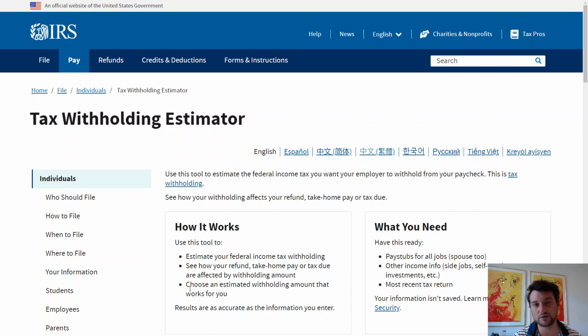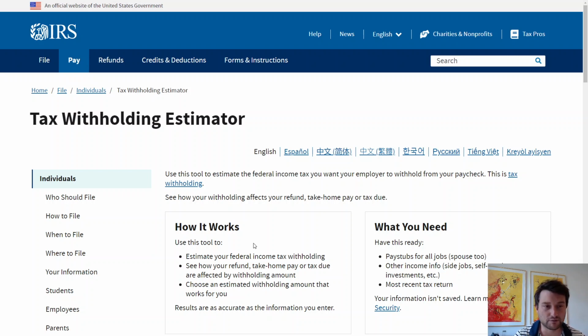So in this video, we're going to go through a very simple example. Let's just use an example where we have an individual that's maybe in his mid-20s. He works one job full-time at an accounting firm. And so he's going to go through this estimator to try to figure out, okay, is my withholding tax appropriate? Do I need more? Do I need less?